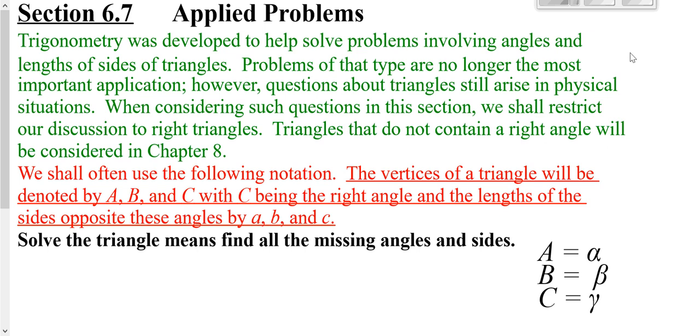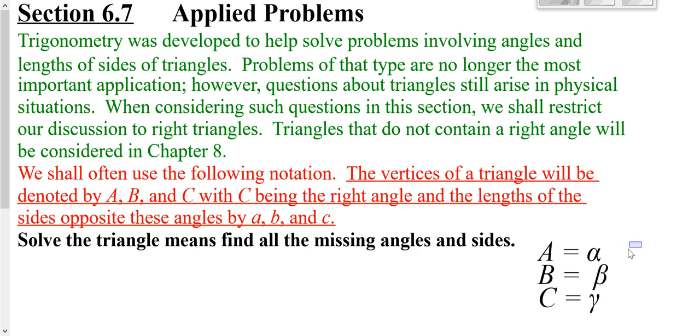Now, for what we're going to be dealing with, angles are always capital letters. Lowercase letters are the sides opposite those angles. And for what we're dealing with, C is going to be your right angle. So that means angle A and B are going to be your acute angles.